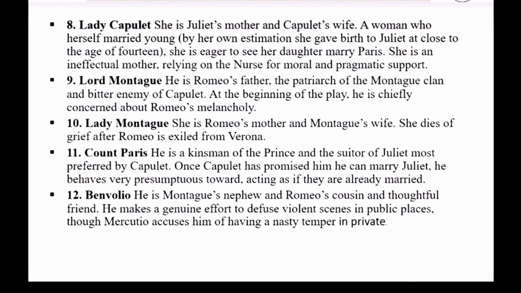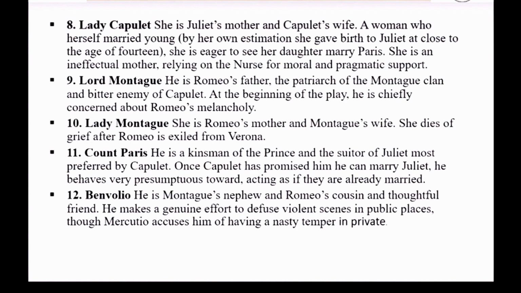Then ninth we have Lord Montague. He is Romeo's father, the patriarch of the Montague clan and bitter enemy of Capulet. At the beginning of the play, he is chiefly concerned about Romeo's melancholy. Then tenth we have Lady Montague. She is Romeo's mother and Montague's wife. She dies of grief after Romeo is exiled from Verona.